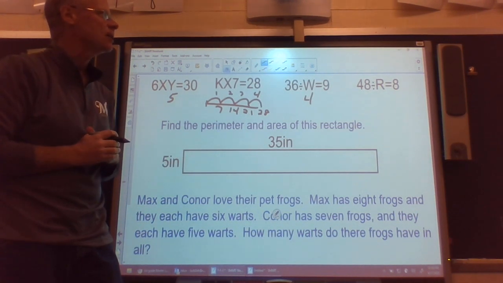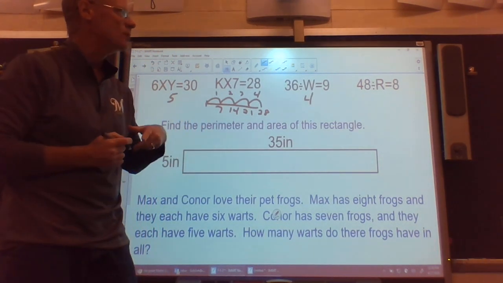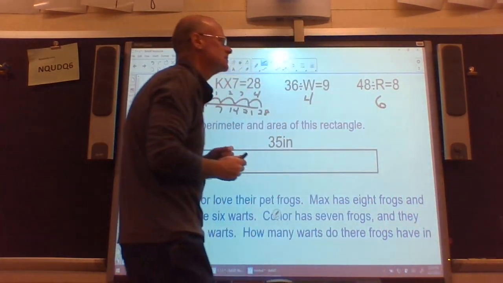This next one is 48 divided by r equals 8. So I want to know how many 8's there are in 48. I know 8 times 5 is 40, and then there's one more 8, so that's going to be 6. So 48 divided by 6 equals 8.